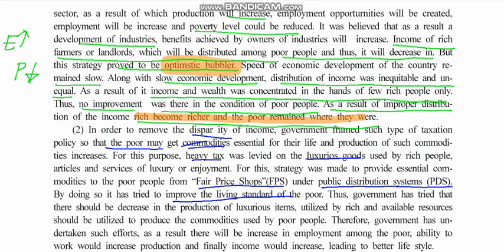Okay, the government had tried to decrease the production of luxurious items. Production of luxurious items, utilized by the rich, should be decreased. See, who utilizes luxury? The rich people use it, so that production should be lessened, and available resources should be utilized to produce the commodities used by the poor people, who were the majority of the population.